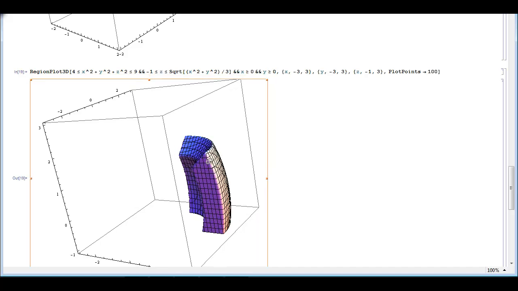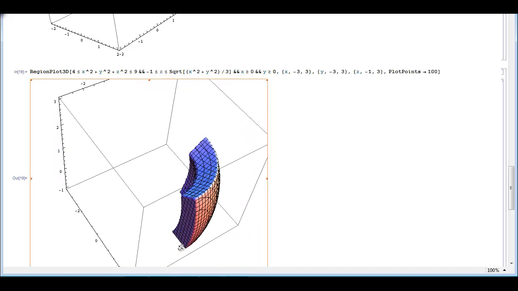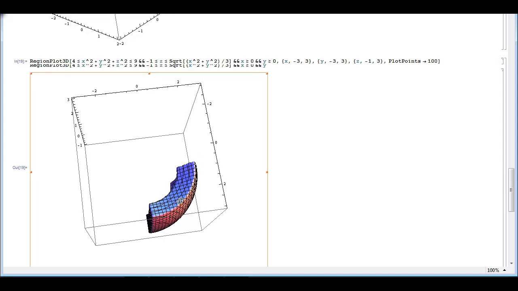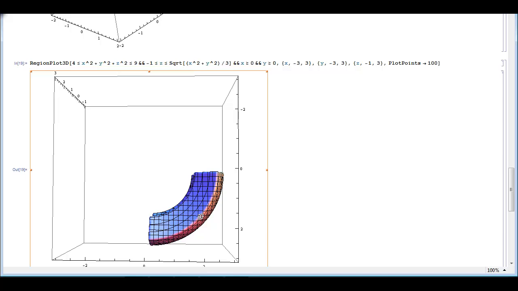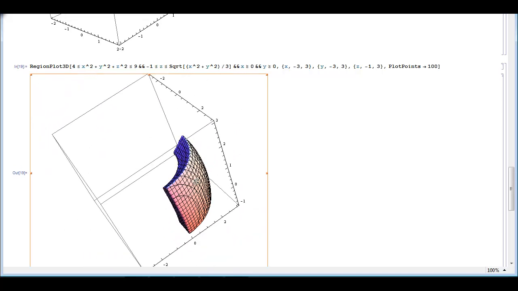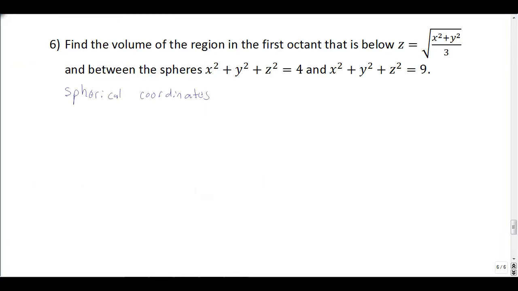It's possible you could do this in cylindrical, because if you went from above, you would be able to describe r as going from something to something. But the issue is that r is going to change because you have this curve out here, though it may work out fine. I'm not going to do that, but you could try cylindrical if you want. I'm going to try spherical.